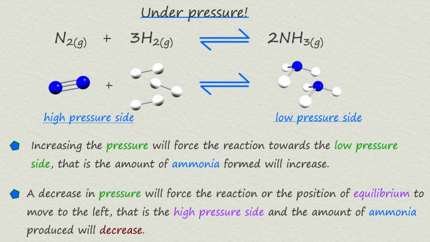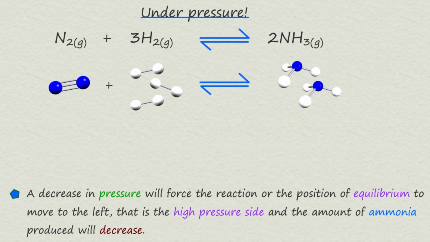The opposite is true if we decrease the pressure. Here the system will try to increase the pressure by reducing the rate of the forward reaction and increasing the rate of the back reaction. This will of course lead to a reduction in the amount of ammonia produced.